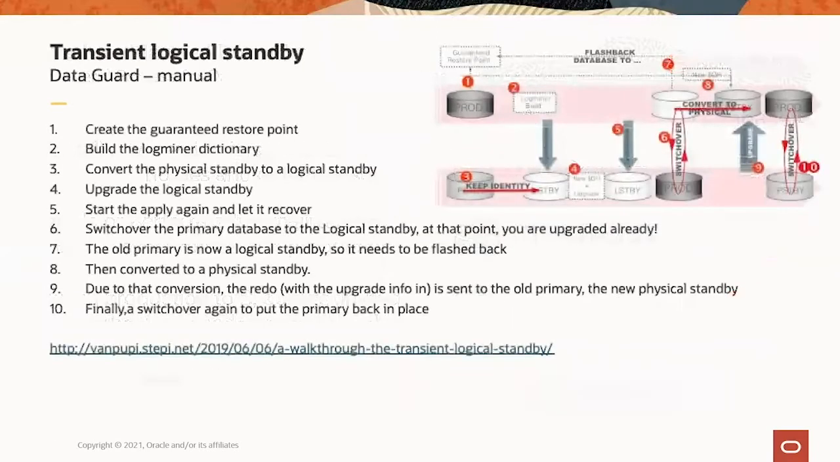This is the manual way. This is not DBMS_ROLLING. DBMS_ROLLING makes this even a lot easier, and we will cover that a little bit later. But this is basically what needs to be done. I've also included a link to my blog at the bottom that gives you a walkthrough on how this process works. So basically what we are going to do is create a guaranteed restore point and build a LogMiner dictionary, and we need to do that to convert the physical standby database into a logical standby.